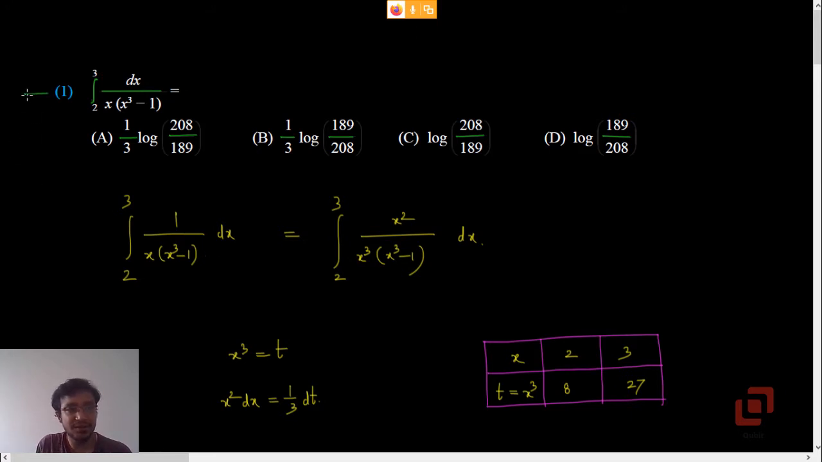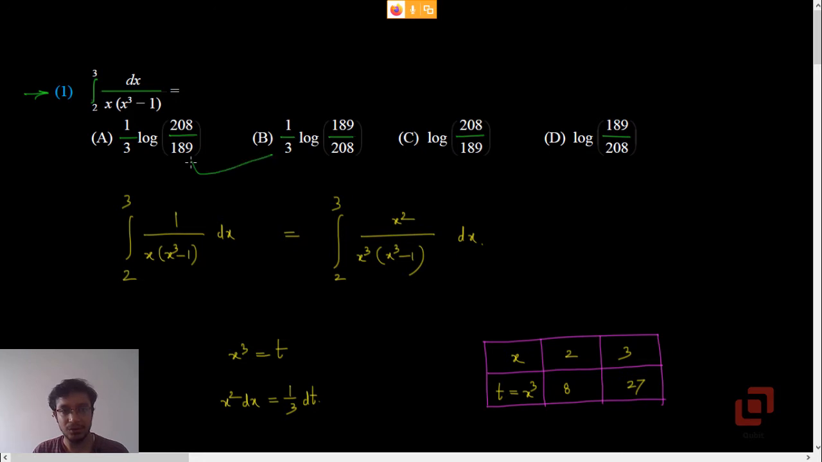The first question is the integral of 1 upon x into x raised to 3 minus 1, with limits 2 and 3. Option A: 1 upon 3 log of 208 by 189. Option B: 1 upon 3 log of 189 upon 208.